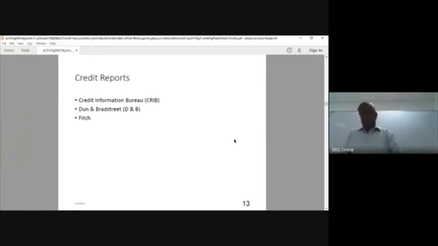In the case of local customers, use the Credit Information Bureau, CRIB, or in the case of offshore customers, that is, customers abroad in foreign countries, Dun & Bradstreet or Fitch. Especially in import and export businesses, the Dun & Bradstreet reports are called for by importers, exporters and the banks also.